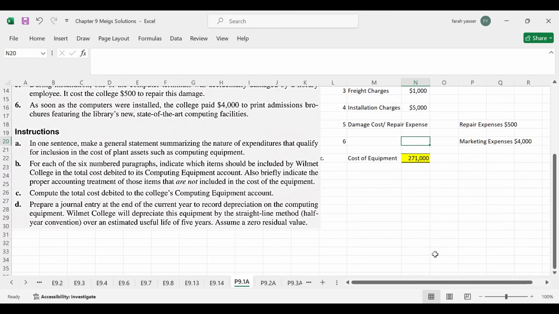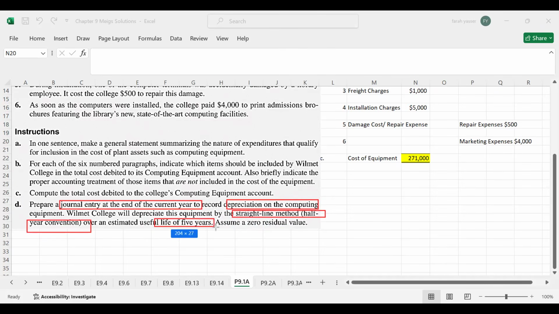The next and the last requirement is to prepare a journal entry at the end of the current year to record the depreciation. Now we are going to calculate depreciation of the equipment, and this equipment uses the straight line method and half year convention. Half year convention means we are going to divide the complete year depreciation into half over a useful life. So useful life is 5 years and residual value is zero.